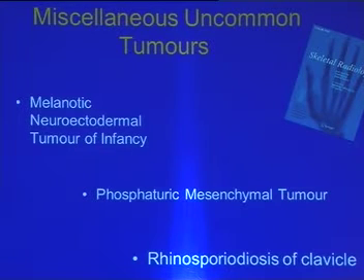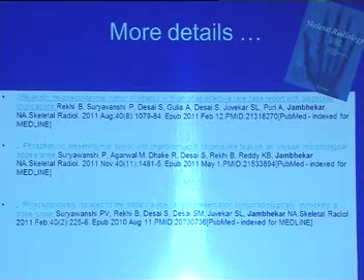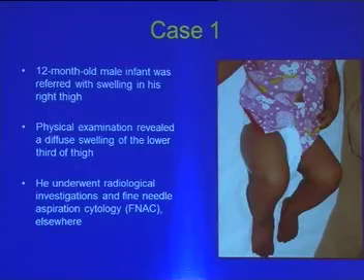Now I'm going to show you we have several unusual lesions, and I thought that I could show you several of them, but I chose 3. I'm going to show you a melanotic neuroectodermal tumor of infancy, a phosphaturic mesenchymal tumor, and a rhinosporidiosis of the clavicle. All these cases are published, so I'll just go over them very briefly.